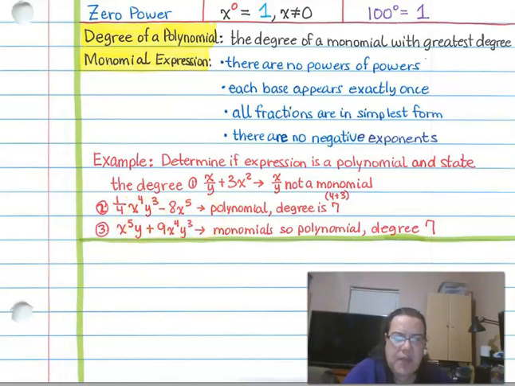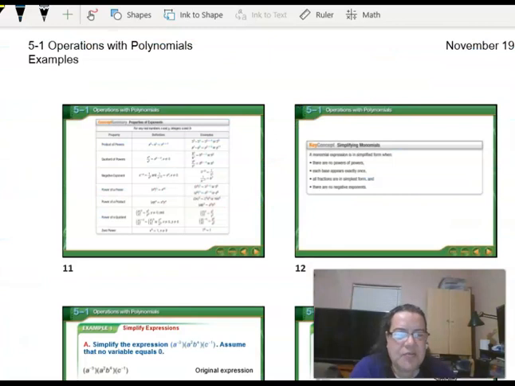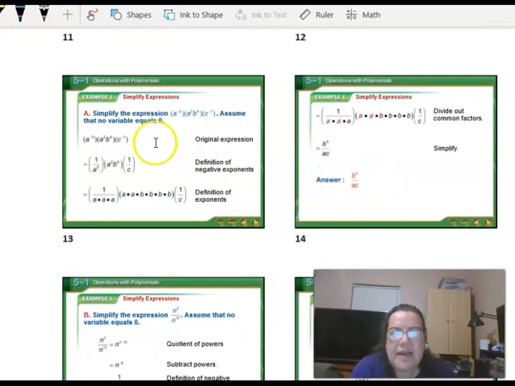So now let's look at your packet. So in your packet, you'll see that it's section 5.1, operations with polynomial examples. And here you have the notes that I just went over right here. So just go over them one more time to make sure that you understand the ideas. Of course, what is a monomial expression? And then here we have some practice problems so that you can try. They actually write it out.